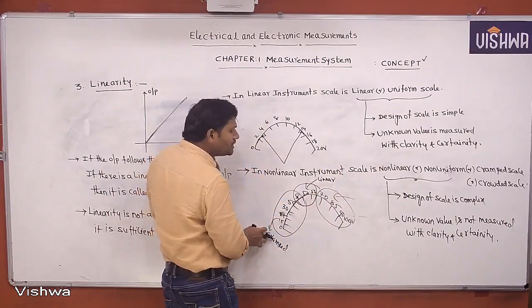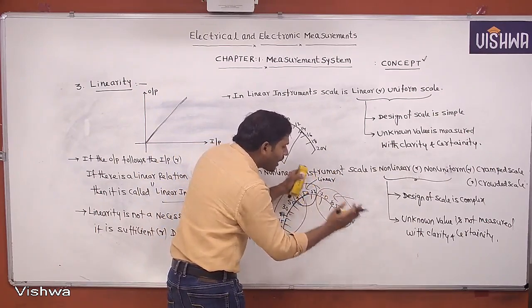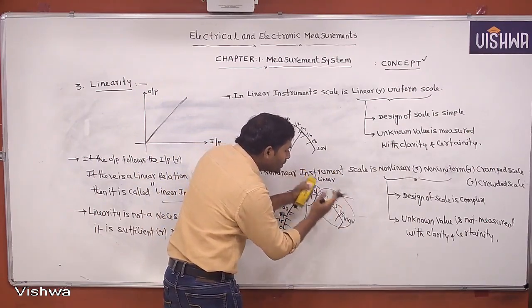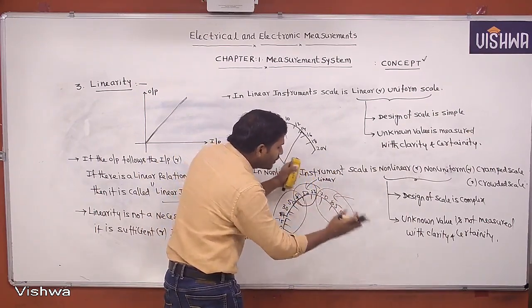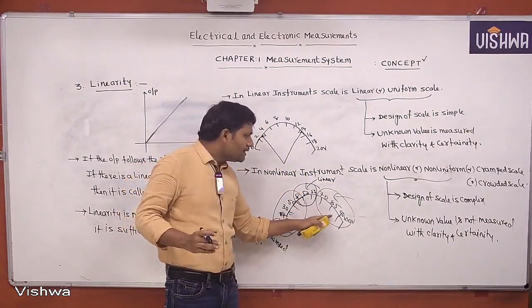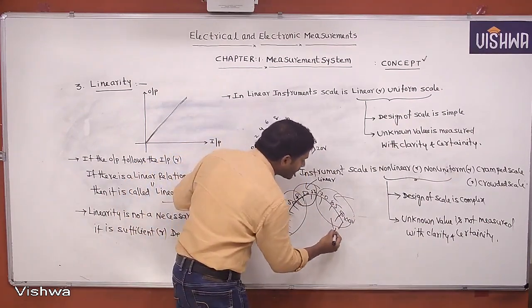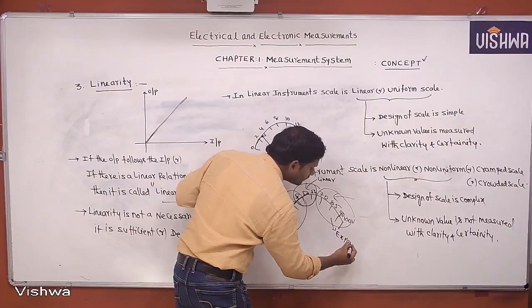It is a cramped design. In the upper portion, the scale will be enlarged. We can use more value divisions, 70, 85, like that we can use more values. The lower portion is a crowded design. This is expanded, the upper portion is expanded. This is an expanded design.